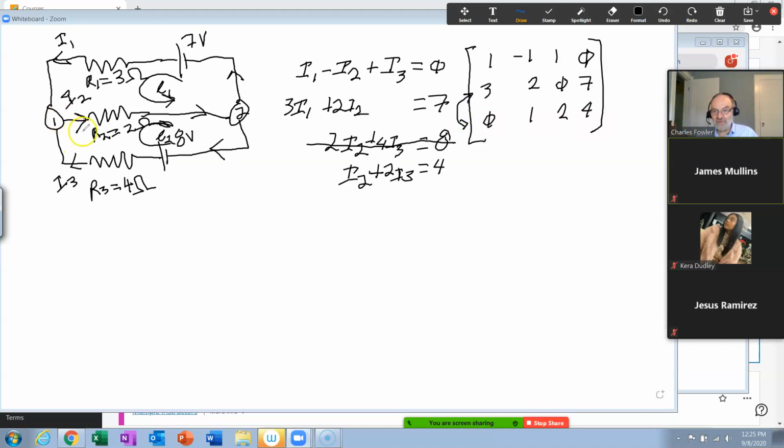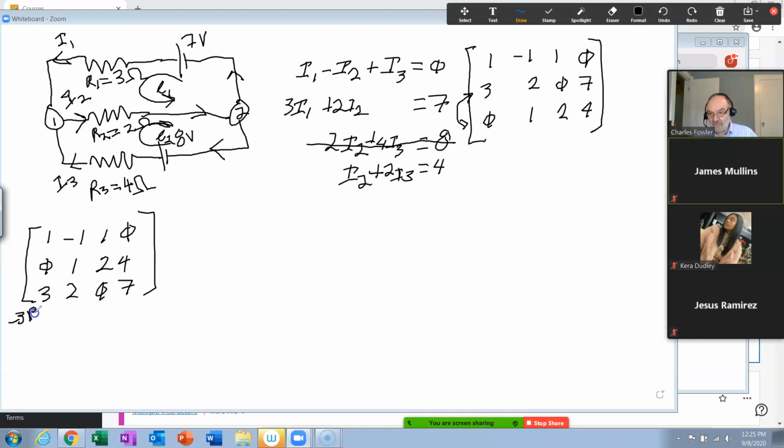Let's just exchange those two rows, and that becomes 1, minus 1, 1, 0, then 0, 1, 2, 4, and 3, 2, 0, 7. Exchanging those top two rows. Now we've got a 1 here, 0 below it. We want that to become a 0, so to make that happen, it's minus 3 times row 1 plus row 3.